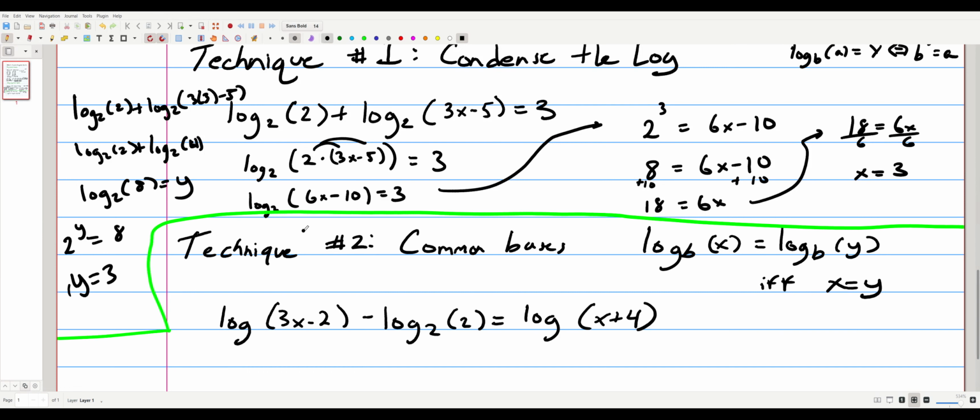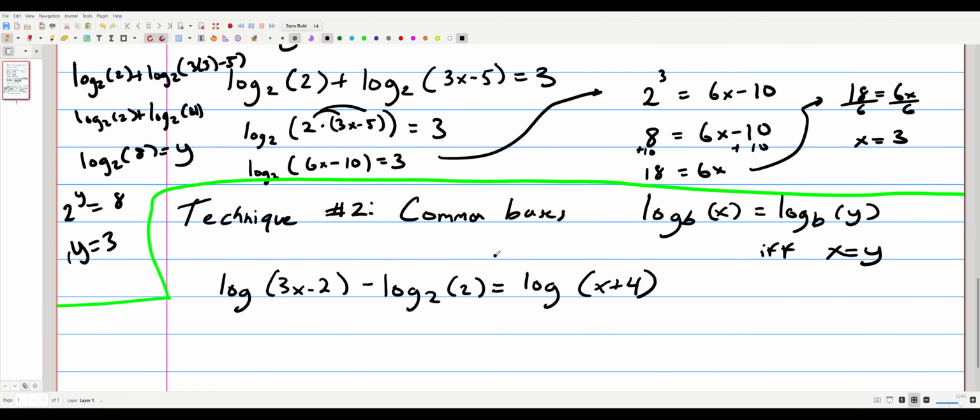And so the common base technique basically works the same way as it does for exponents, which says log base b of x is equal to log base b of y if and only if x equals y. And this also works because logs are one-to-one functions, right? Logs and exponents are inverses, and inverses must be one-to-one, right?